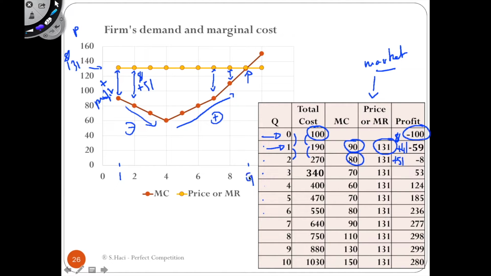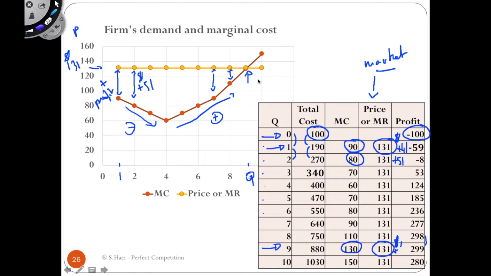This is our 9th unit. So if you look at the 9th unit down here, you can see that when you produce this 9th unit, it's costing you an additional $130 just to produce that 9th one. And you sell it for $131 on the market. So you're only adding $1 to your profit. You can see here it goes from 298 to 299.